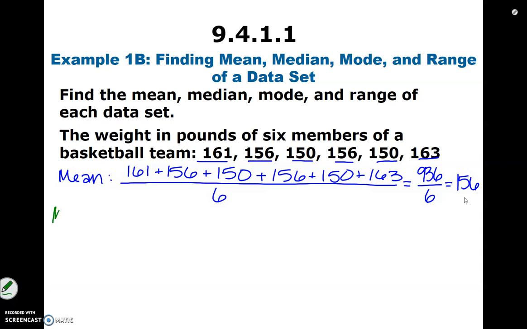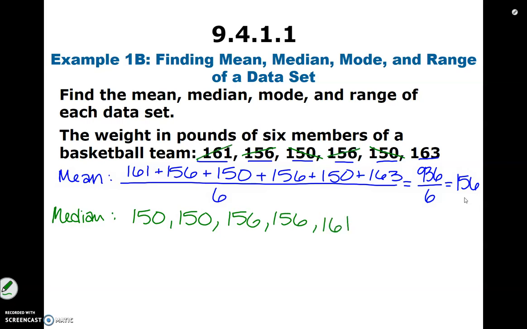Okay, median is found by lining them up in numerical order. So my smallest value being 150, 150. I'm just going to cross these off so I can make sure I took care of them. And it's 156, 156. My next value would be 161. Final one is 163. And I can just cross these off from left to right to find my middle value.